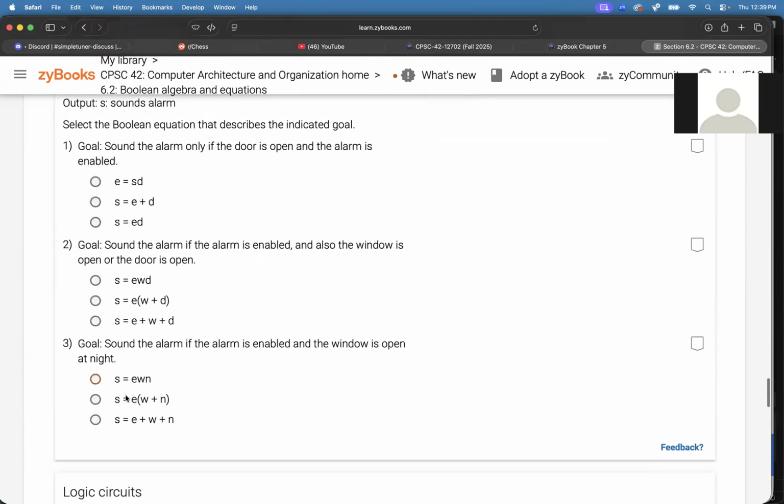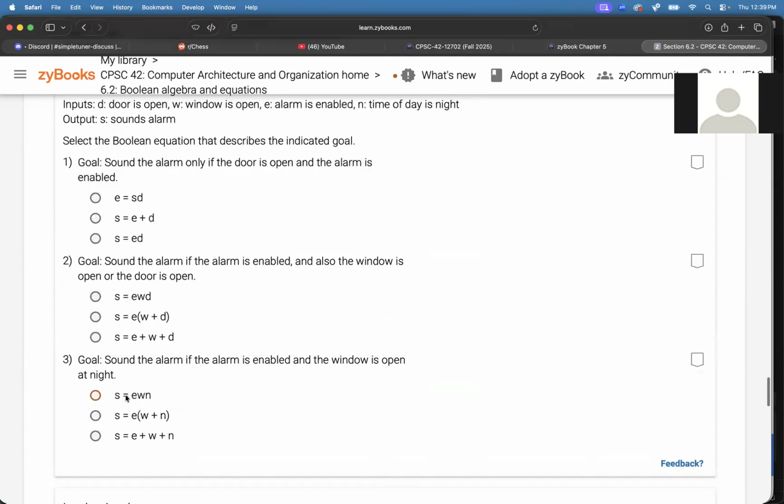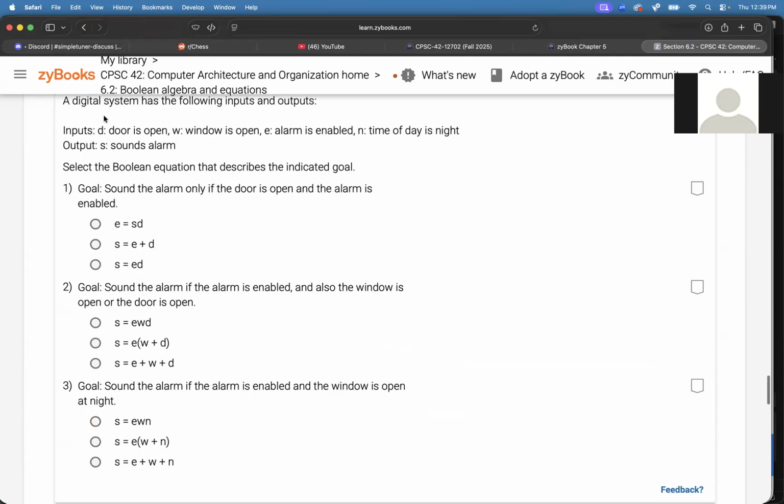I feel like we're good at these, so I don't want to do too many, but let's see. D is door open, W window open, E alarm is enabled, N nighttime, S alarm. So let's see. Sound the alarm, so they're all S. If alarm is enabled, that's E, and window is open or door. So that's E, window or door. So it looks like this one.